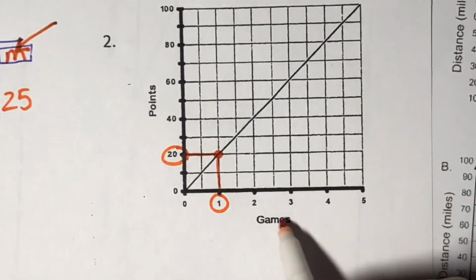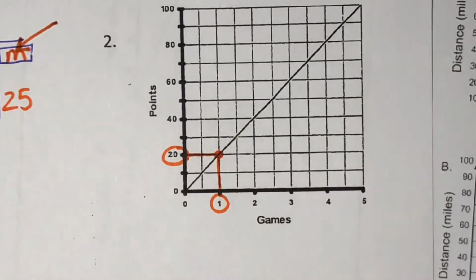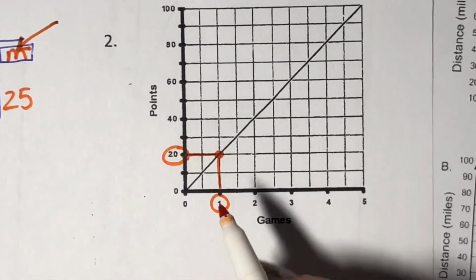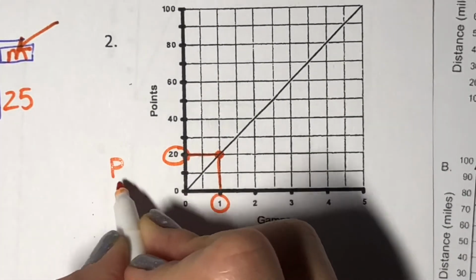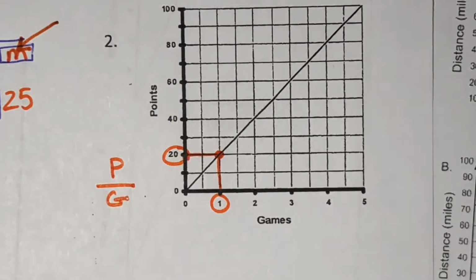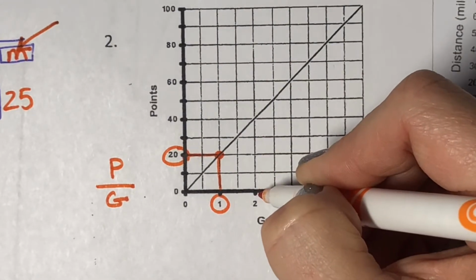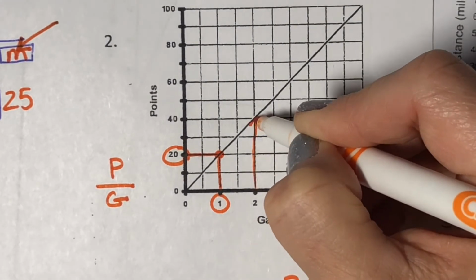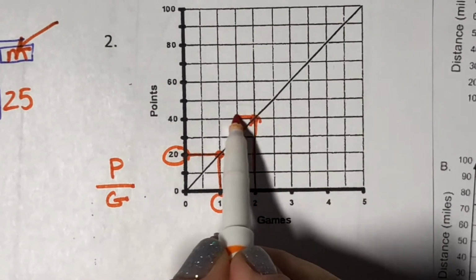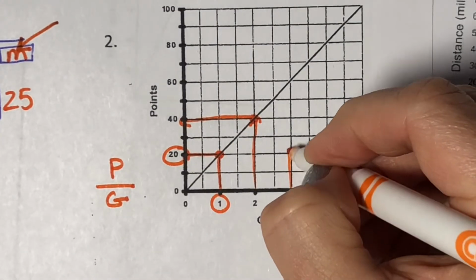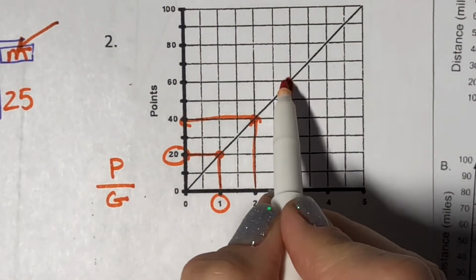And so that means for 1 game, I earn 20 points. Because I always want to look at these because remember, it's points per game, right? And so I want to show you something also. If I were to follow and say, let's say we're 2 follows over, it would be 40. 3 right here meets, and it would be 60.